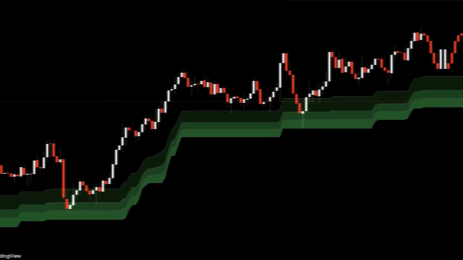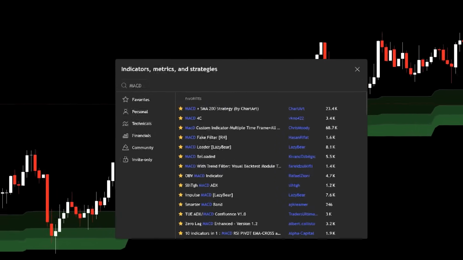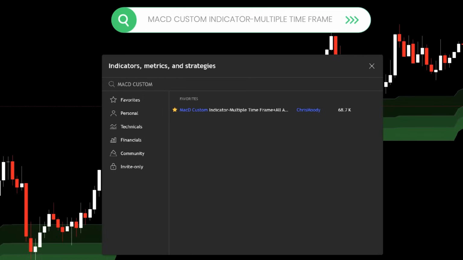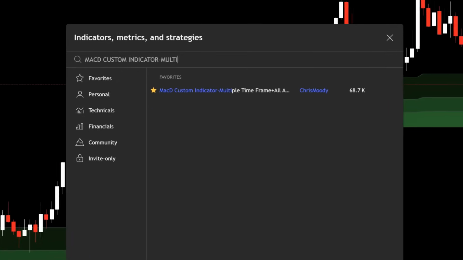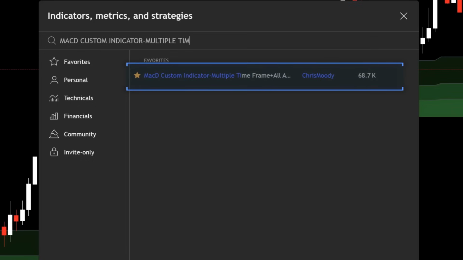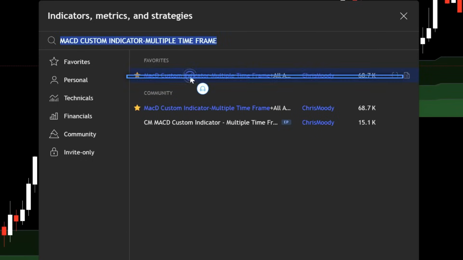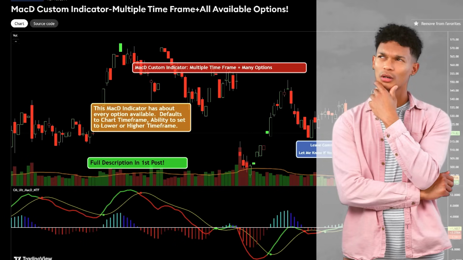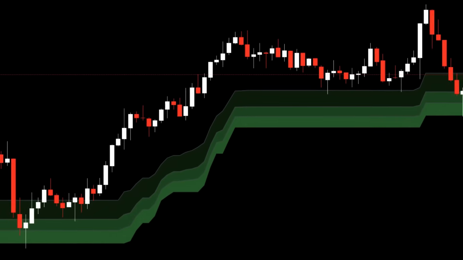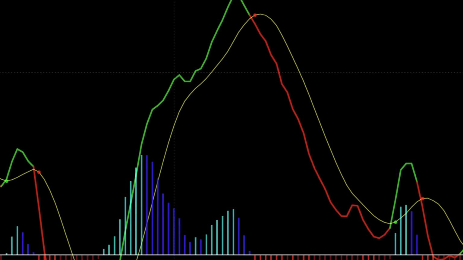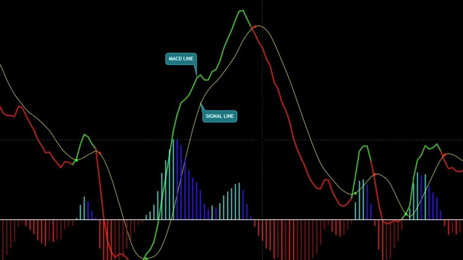Okay, go back to that indicators button at the top and click that. This time search for MACD custom indicator multiple time frame. Make sure you get the one that lets you set the time frame. Add that to your chart. You'll see this pops up in a separate window below your price chart. It's got a few things: the MACD line, the signal line, the histogram bars, and that horizontal line right in the middle. That's your zero line.